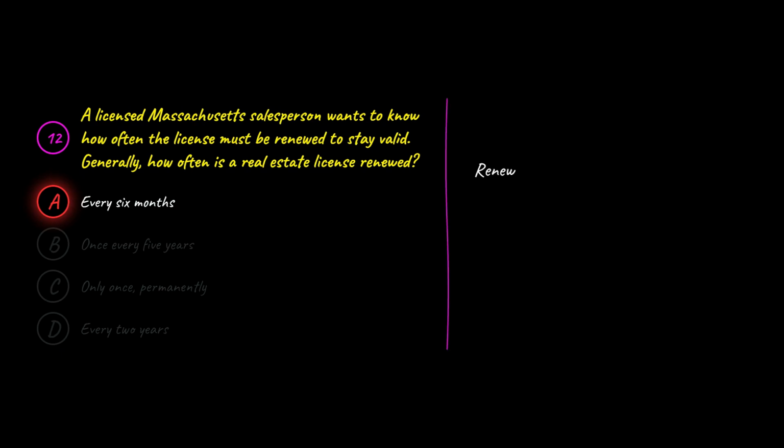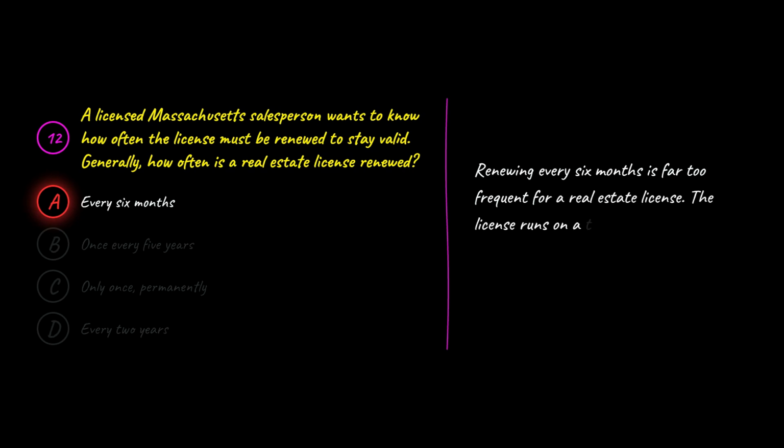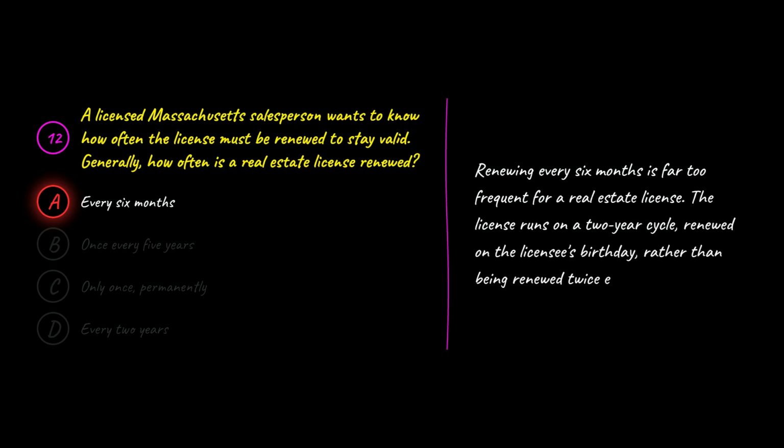A is wrong because renewing every 6 months is far too frequent for a real estate license. The license runs on a 2-year cycle, renewed on the licensee's birthday, rather than being renewed twice each year.